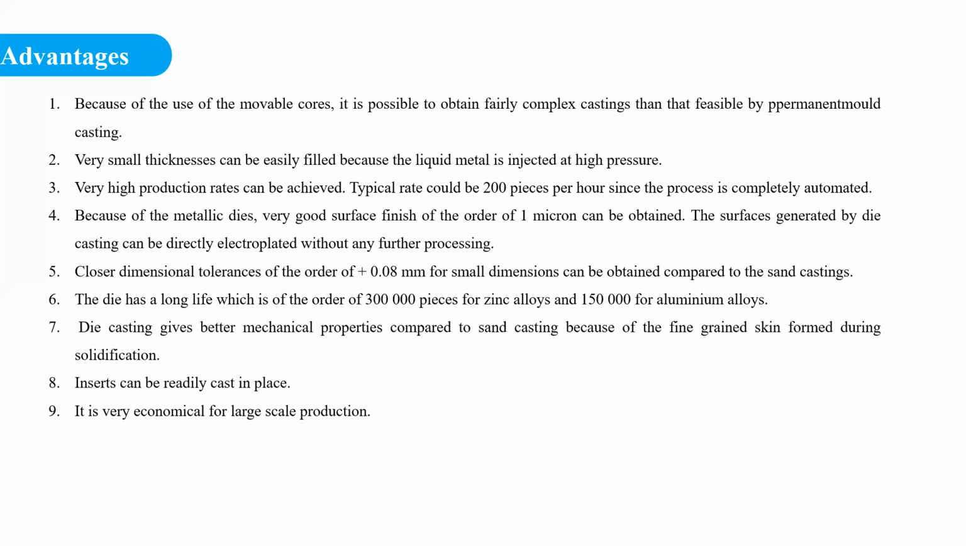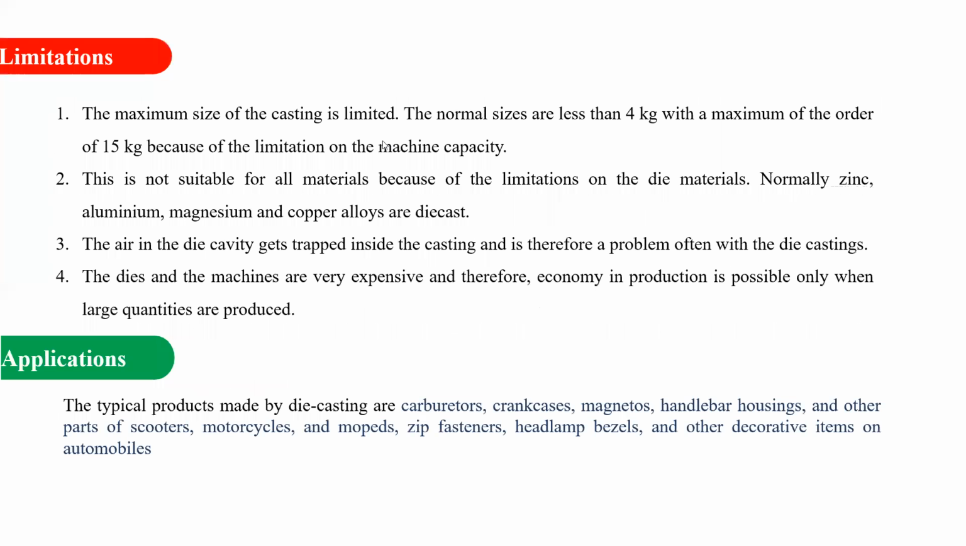The life of the die is also very high. We will be able to produce around 3 lakh pieces for zinc alloys and 1,50,000 pieces for aluminum alloys. So we will be able to produce so many components from one die. Inserts can be readily cast in place, and it is very economical for large scale production. So these are a few advantages of the die casting process.